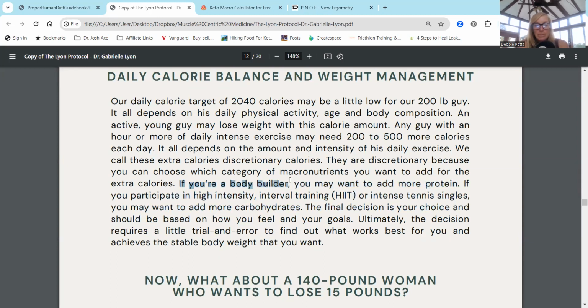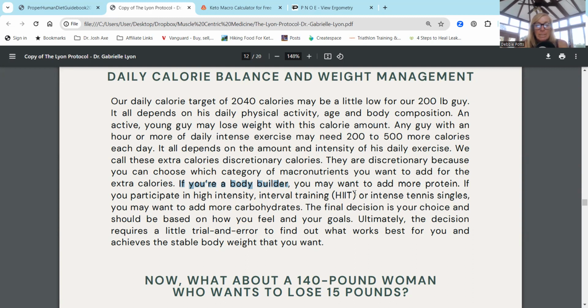The main part I was getting to is this. If you are a bodybuilder, you may want to add more protein. If you participate in high intensity interval training, as I went back to the example of a high heart rate, you're going up close to your VO2 max, 160 to 175 for that person, you may need more carbohydrates. Not crap food. It's real food, nature's carbohydrates. So if you're a bodybuilder, if you're trying to gain muscle, you might need more protein than that 100, whatever your ideal body weight is in grams of protein.